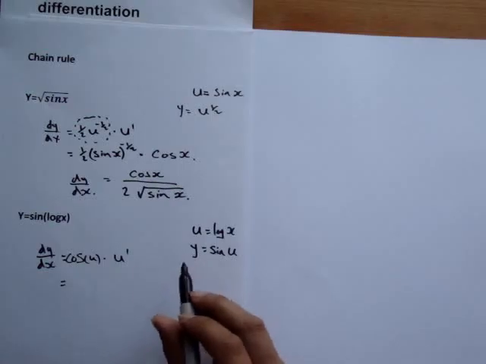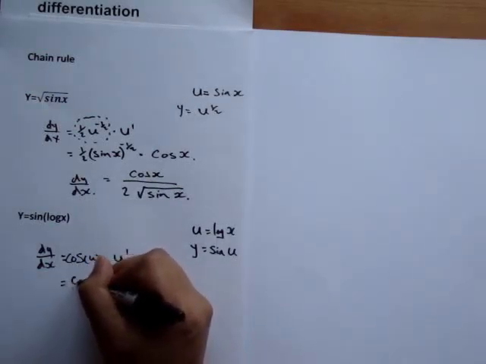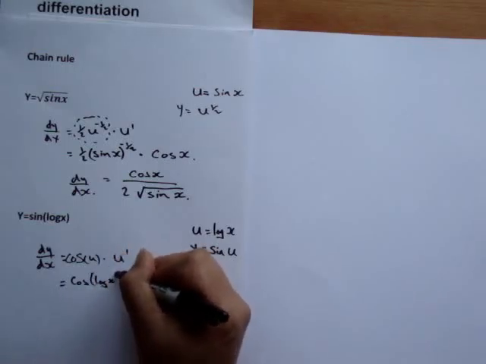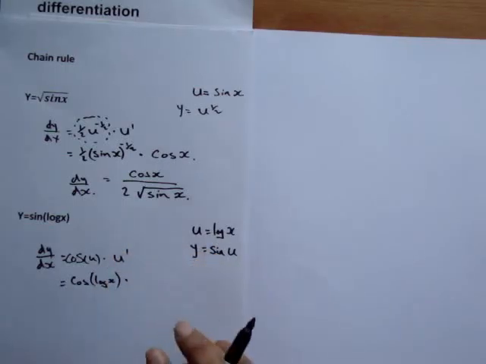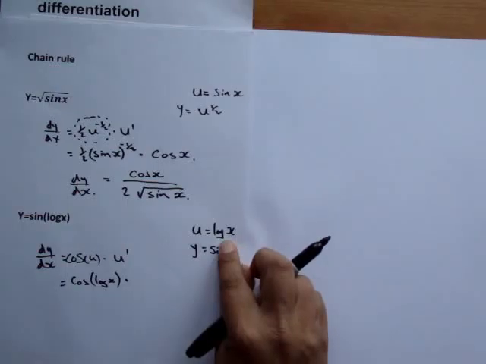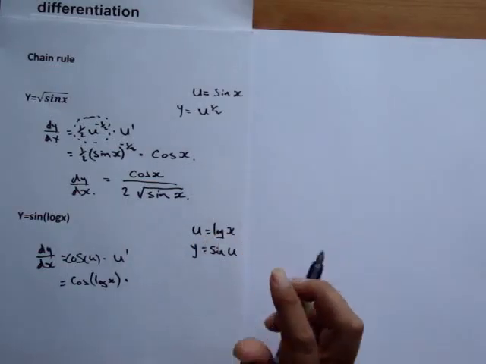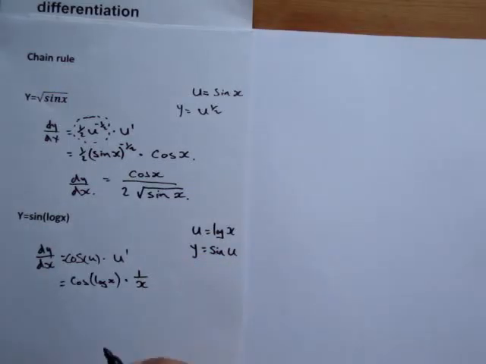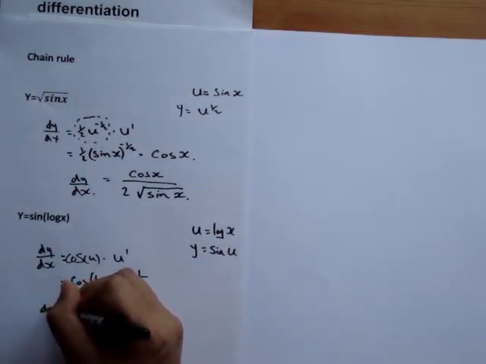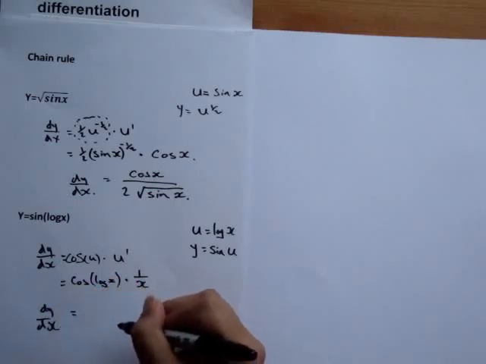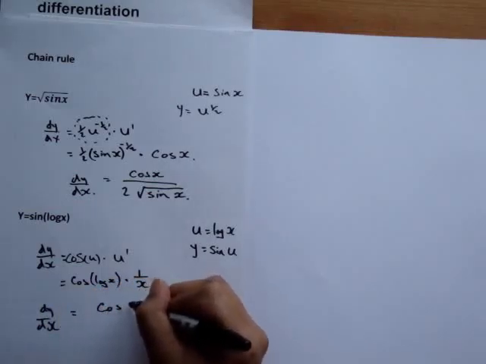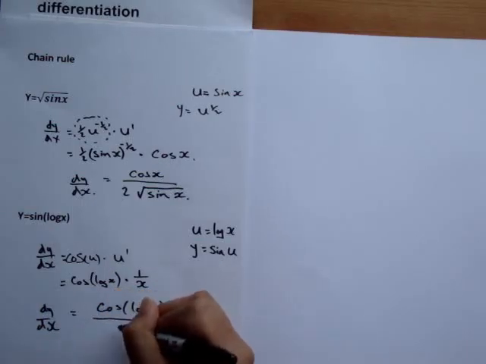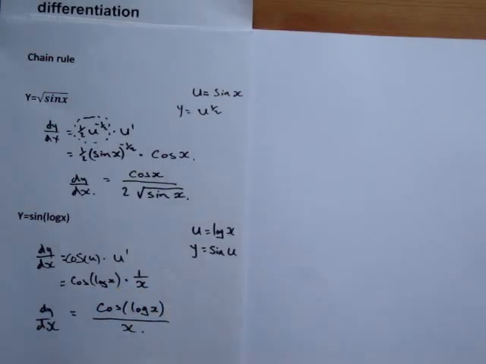Replacing the u's, we get cos log of x multiplied by, when we differentiate log x to get u prime, we get 1 over x. And this becomes dy by dx equals cos log of x all over x.